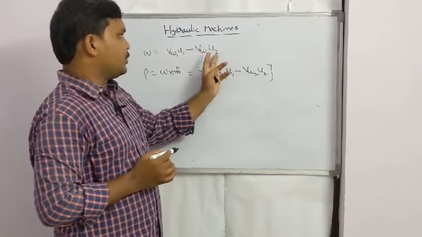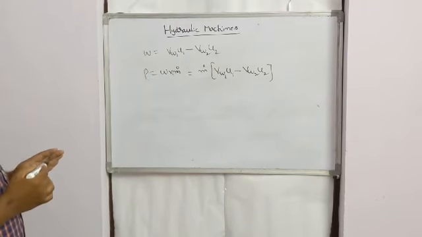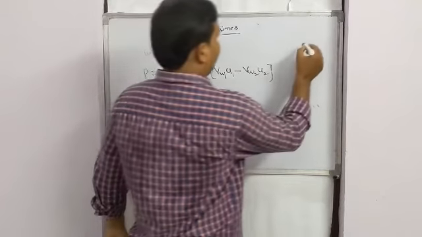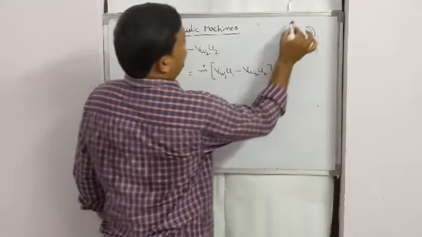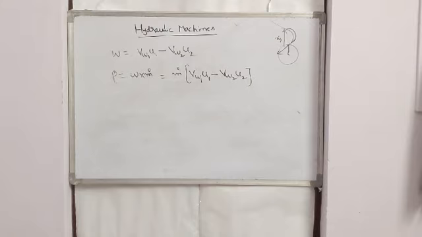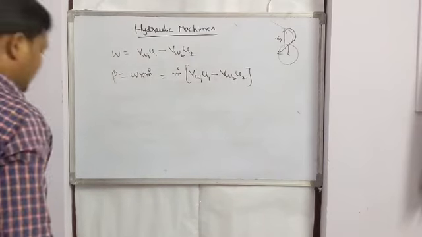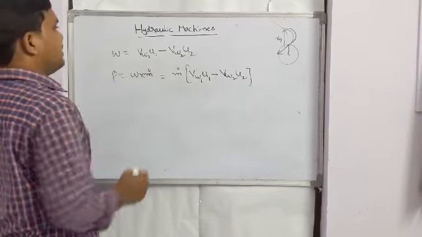Here U1 and U2 are different. If U1 and U2 are the same, it means the water leaves on the same path, the same center. For example, this is the wheel of a turbine. If the water enters at this radius R1 and leaves at this radius, then U1 and U2 differ. This work done equation, W is equal to VW1 U1 minus VW2 U2.